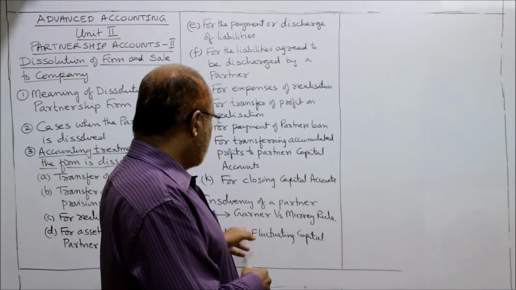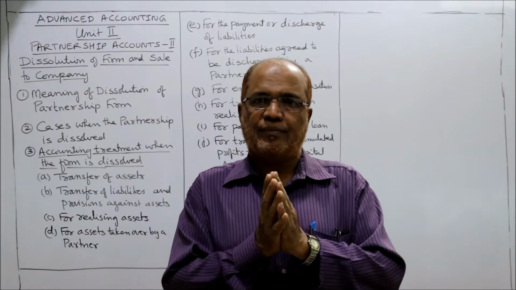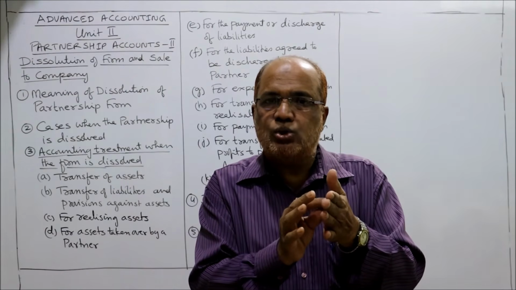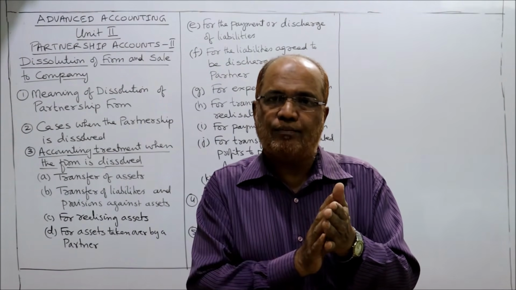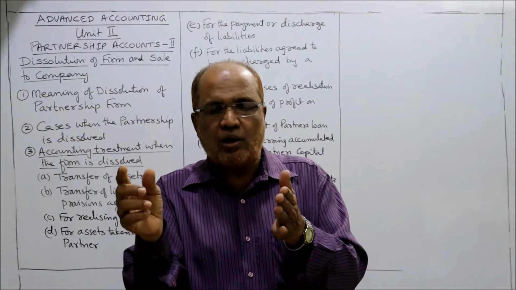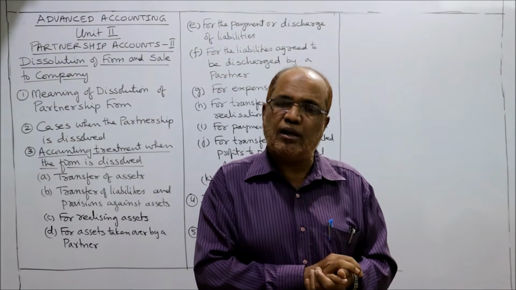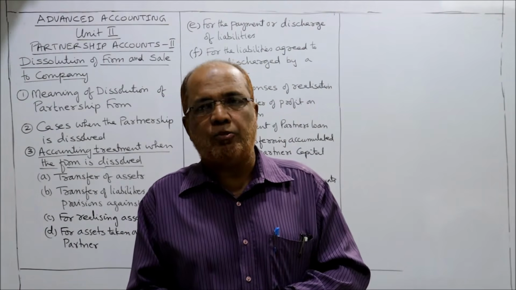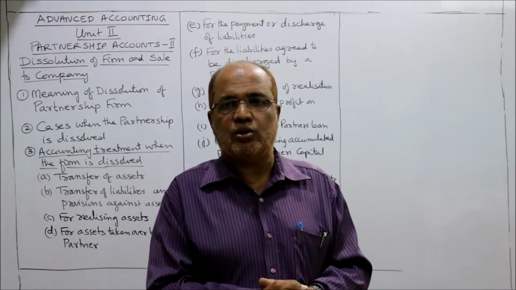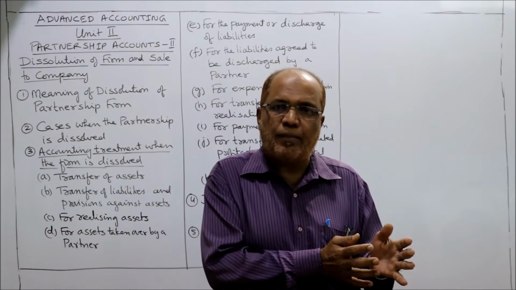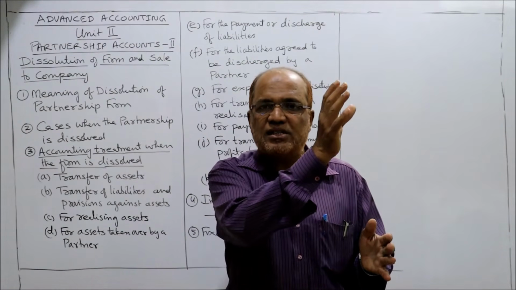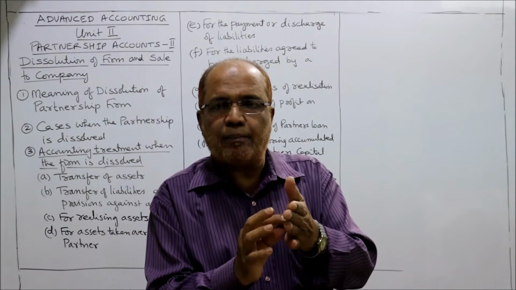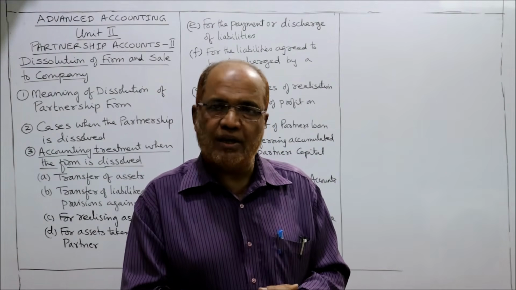The treatment is, if the partners' capital accounts are fixed, then the fixed capital ratio will be used to distribute the loss of insolvency. Whatever the loss of insolvency is, we will distribute it in the fixed capital ratio. All the other adjustments regarding drawings or realization profit will be taken in the partner's current account, whereas the fixed capital will remain fixed. So in that case, we take the fixed capital ratio to distribute the loss of insolvency.